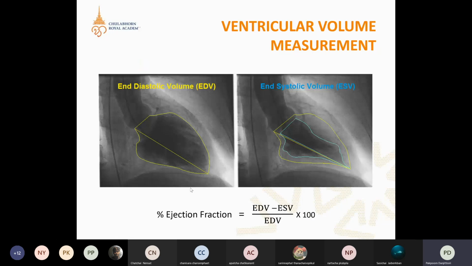The benefit of doing LV angiography is that you can find the EDV and ESV. EDV means end-diastolic volume, and ESV stands for end-systolic volume. If you can find EDV and ESV, and then put these values into this equation, you will be able to get the ejection fraction from doing LV angiography.